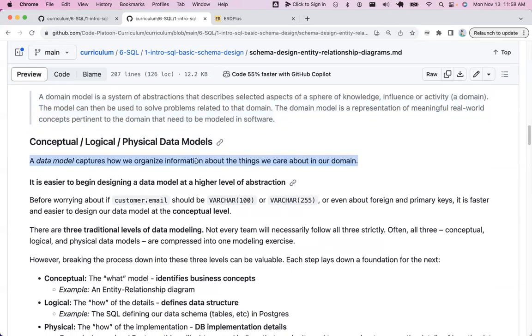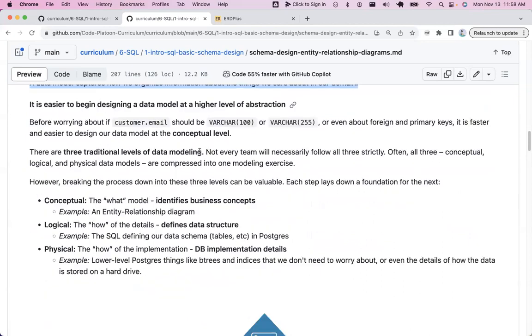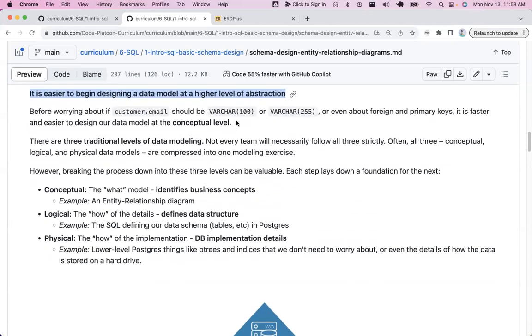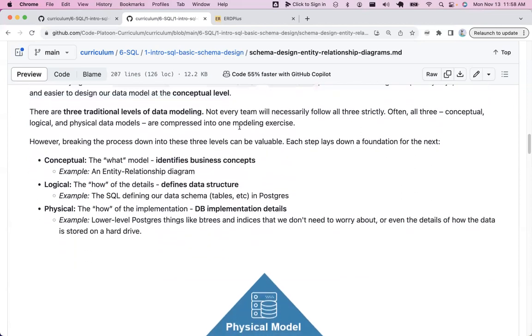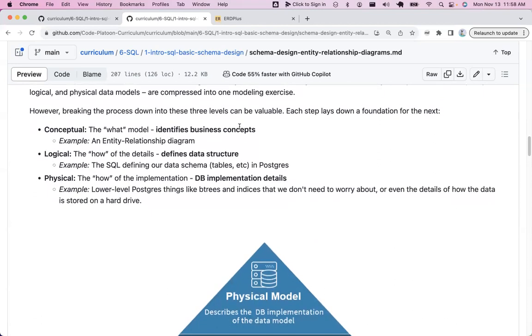So a data model captures how we organize information about the stuff we care about in our domain. It's easier to start designing this at a higher level of abstraction. Don't worry about whether customer email should be a varchar with 100 or 255 characters. We want to start at a high level. There's actually a whole process for this, and this is just a very lightweight introduction.